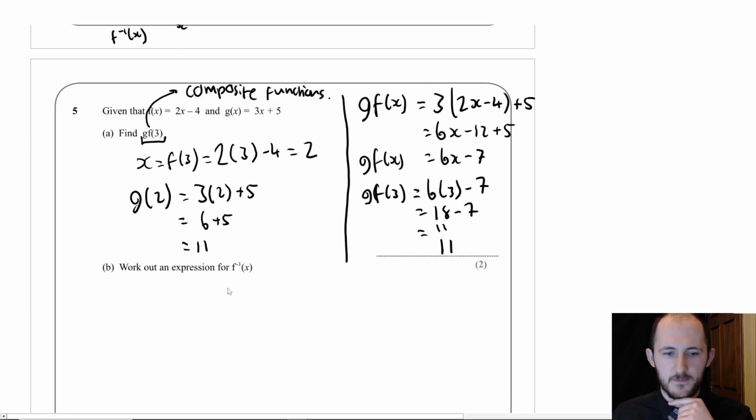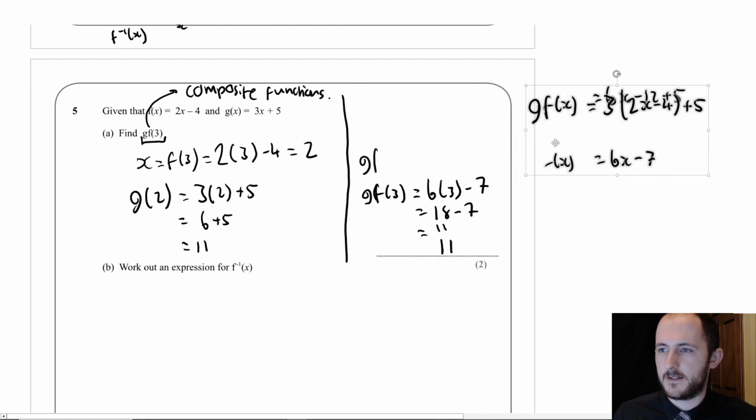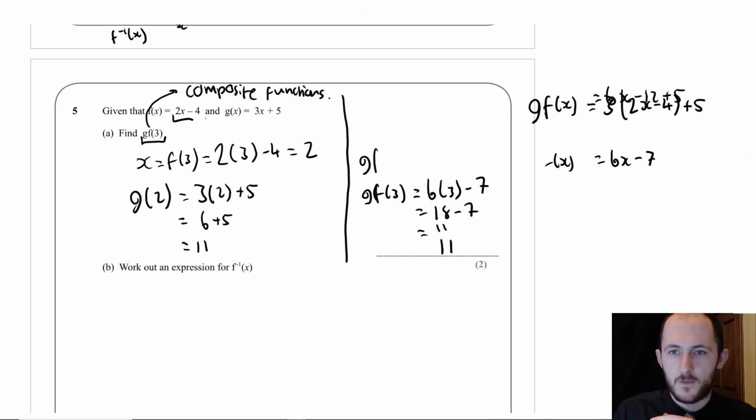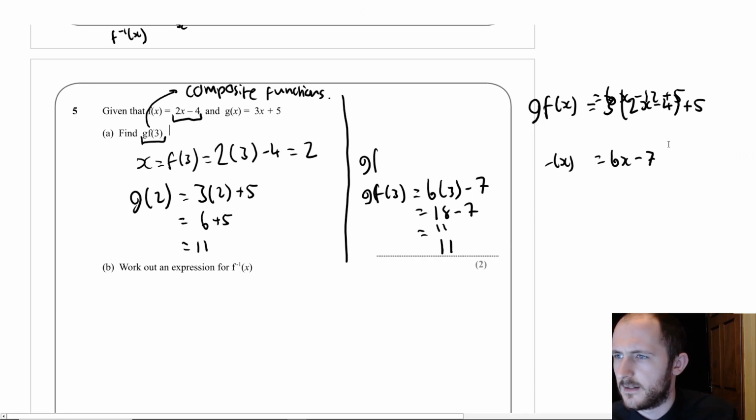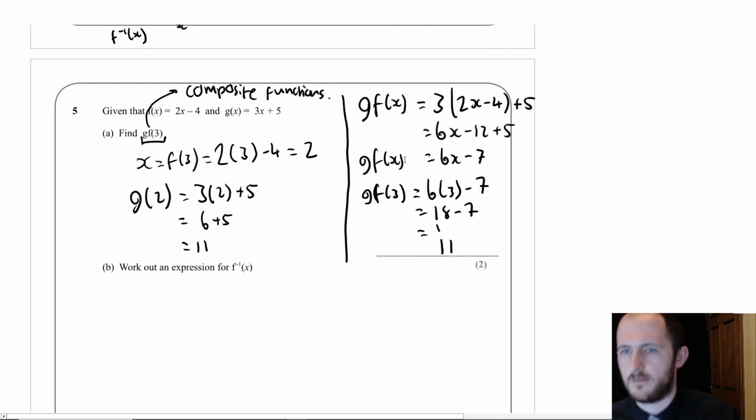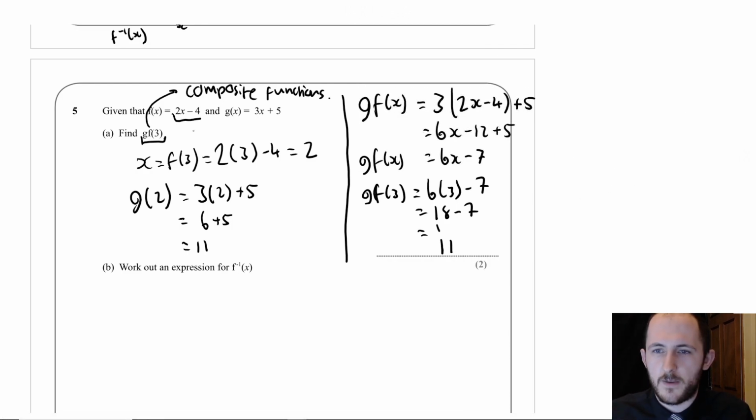Okay, so with this bit here, if I just separate that for a second. When you have gf of x like this, or in your question where you said fg of x, what you're doing is you're taking the entire equation f of x, so 2x minus 4, and making that x in the g equation. I'm taking the whole equation here and putting it into here. Right? So can you see that in that composite function?